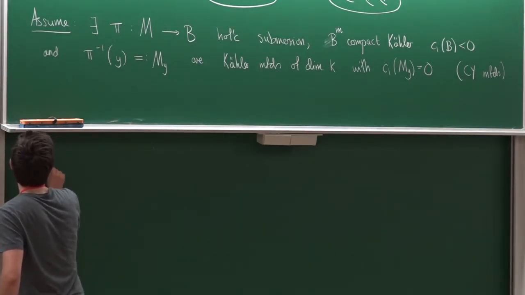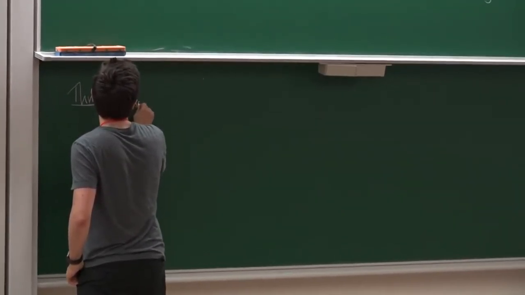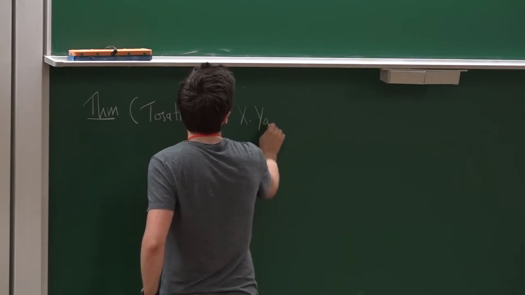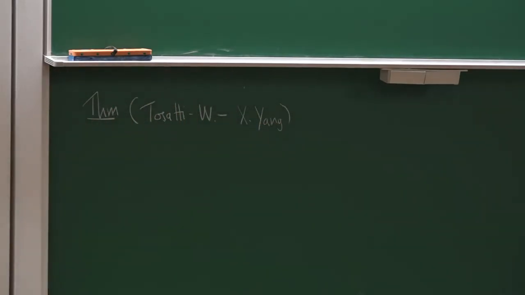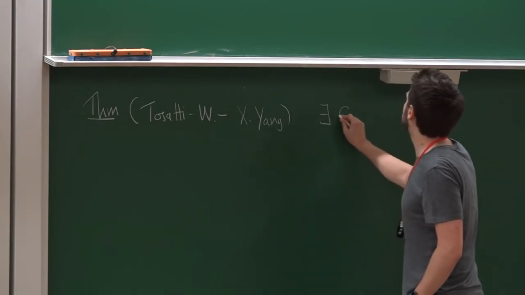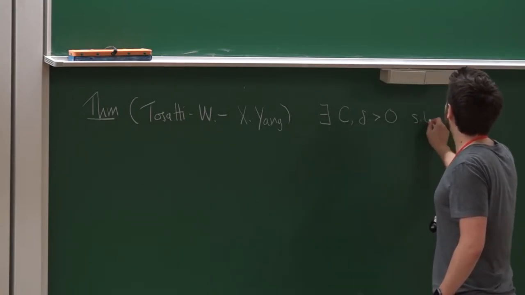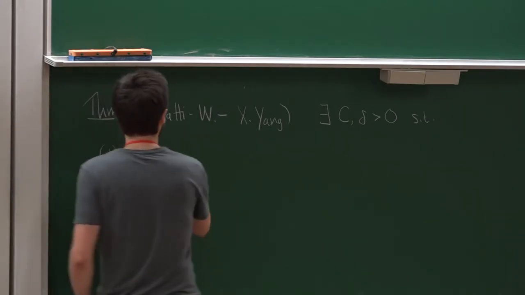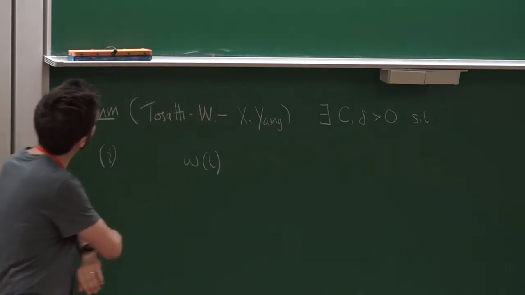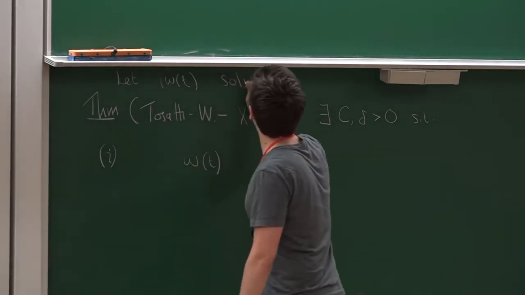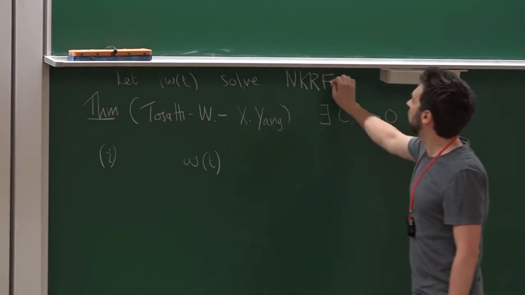So here's the theorem. This is joint work with Valentino Tosatti and Xiaokui Yang, who was at the time a postdoc at Northwestern. So what we show is there exist constants C and delta, such that we have the following estimates. So number one, let omega t solve, to be precise, just to be clear, I'm talking about the normalized Kähler-Ricci flow, and we know it exists for all time.